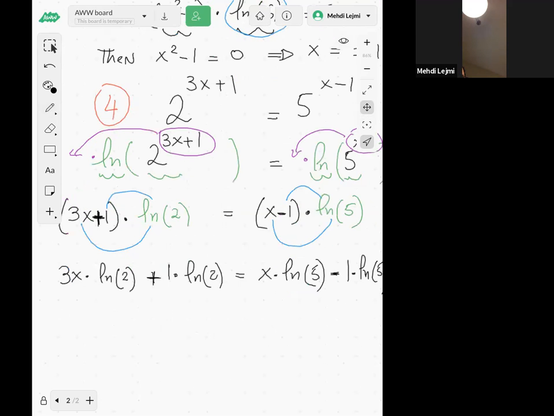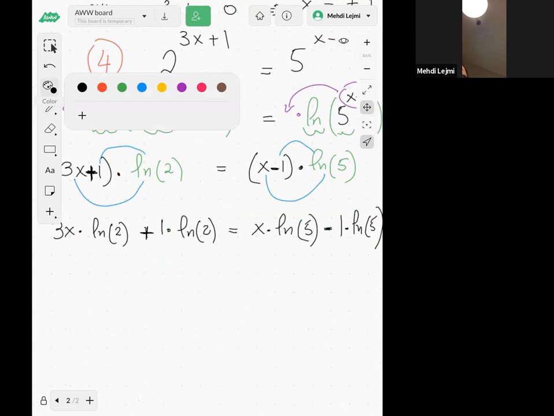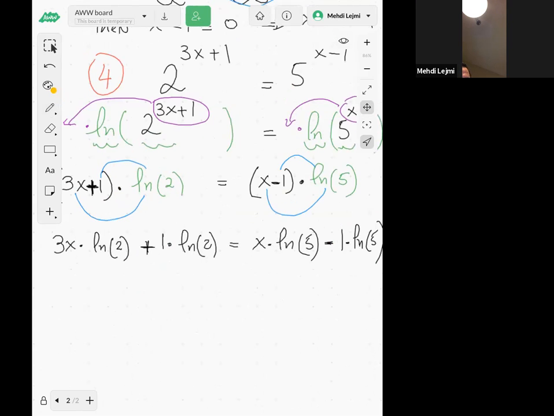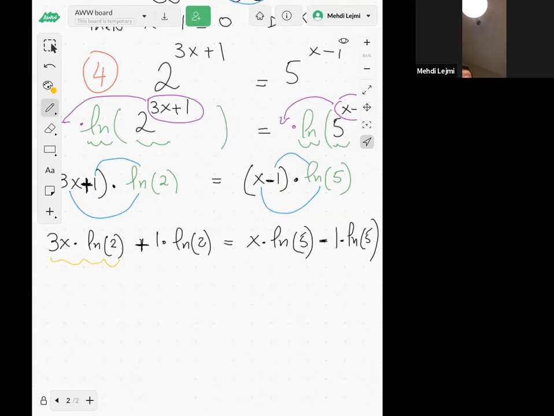All right. So there's an x on the left side, and there's an x on the right side. Again, guys, the idea is to move all the x's to the same side, right? So I'm going to move, for example, this x times natural log of 5. Just do the opposite operation. So there'll be minus x times natural log of 5 on both sides. So minus x natural log of 5.